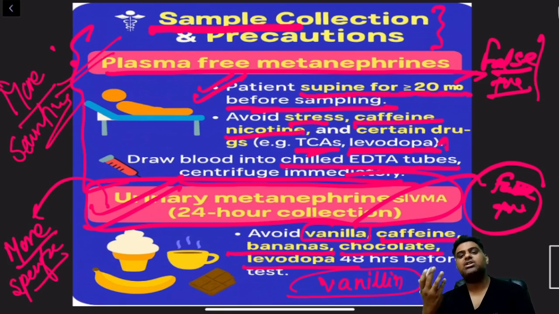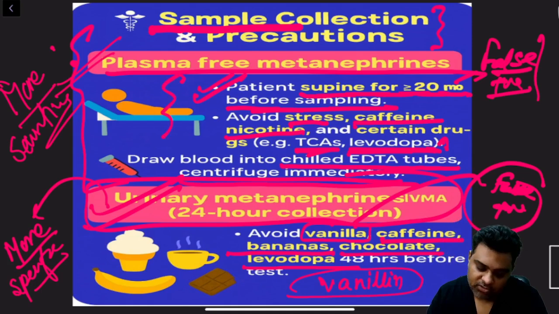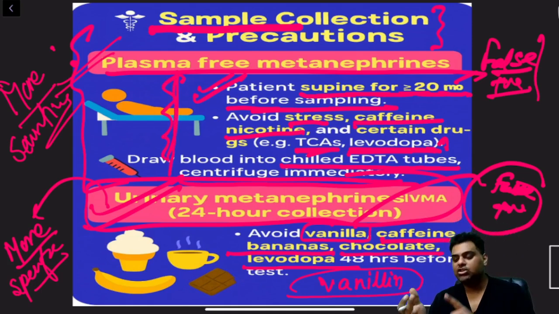Now, if a question occurs in some exam that a patient presented with PHD symptoms, and you did the metanephrines level which has elevated, what will be your next step? Always the next step will be to remove these confounding factors. That is, you have to make sure that the patient was in the supine position for at least 20 minutes. Patient was not in very high stress.